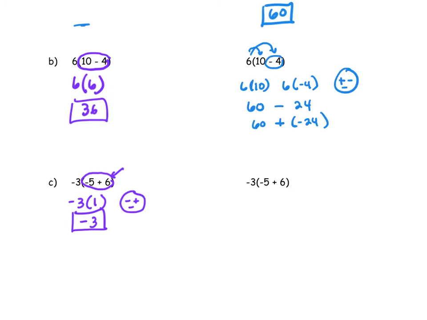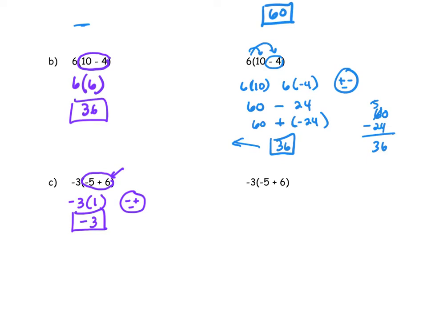Either way, if we took 60 minus 24, and again, I wish you would use your calculator on this, that's why we have them, it makes it much quicker and easier, we're going to get 36. And that's the result we had when we used the order of operations.